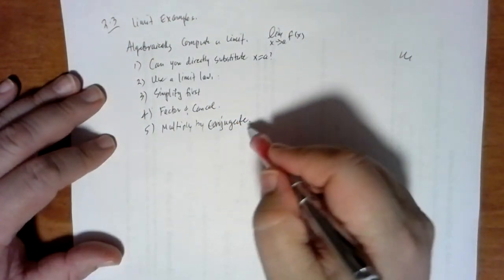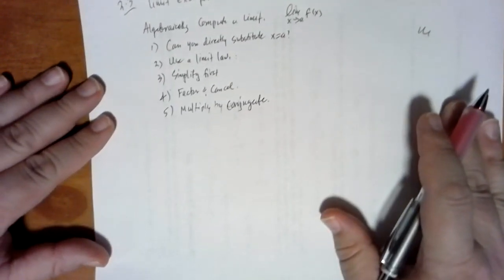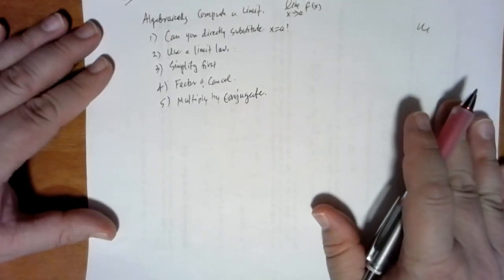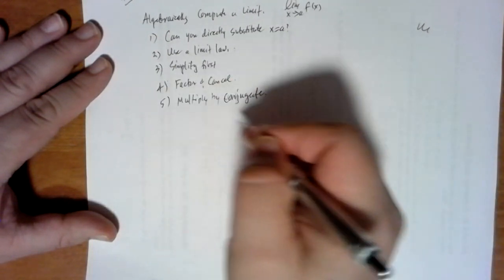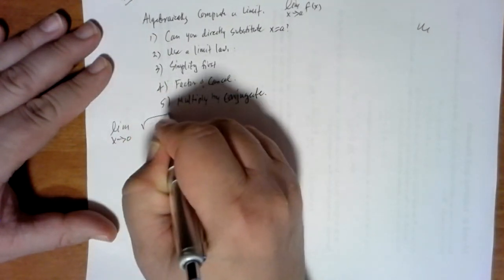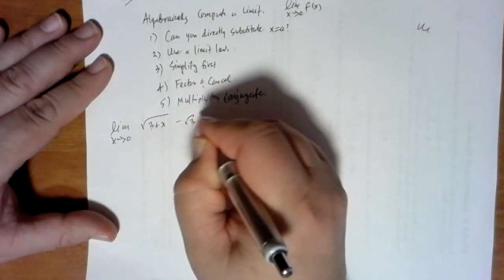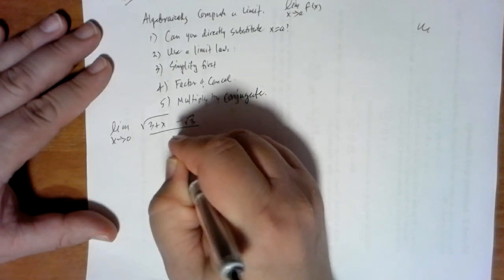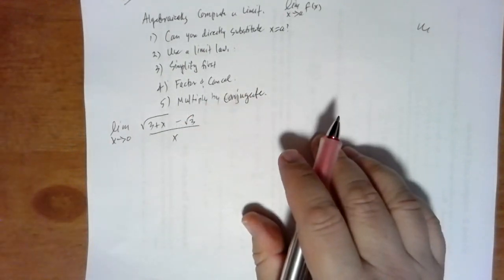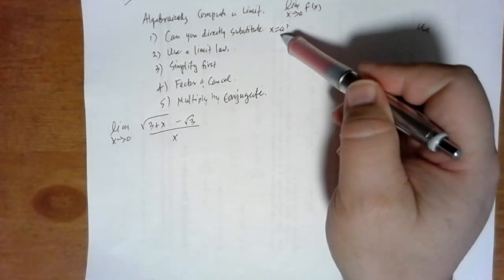Good. We're going to see an example of these in just a second. Let's just go ahead and try one maybe. So, limit as x approaches 0 of the square root of 3 plus x minus the square root of 3, divided by x. Okay. Now the first thing you do is try to directly substitute.